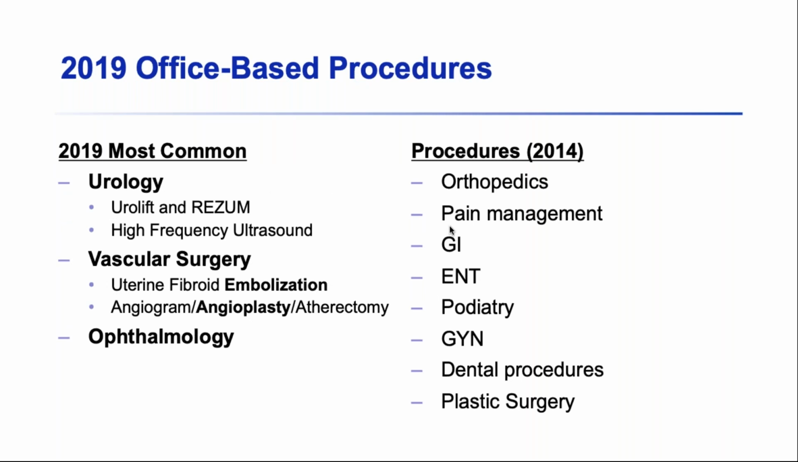But most importantly, if you look at the right side of the diagram, in 2014, when Rich Ehrman and I looked at the closed claims data, the main procedures were orthopedics, pain management, GI, ENT, podiatry, gynecologic procedures, dental procedures, and plastic surgery. But the cases that are performed by groups such as Centurion Anesthesia, the most common procedures are in urology, vascular surgery, embolization, angioplasty, and ophthalmology. So the landscape between the cases has changed in the past 5 years, indicating there is an increased complexity of patients, procedures, and ongoing in the office-based setting.